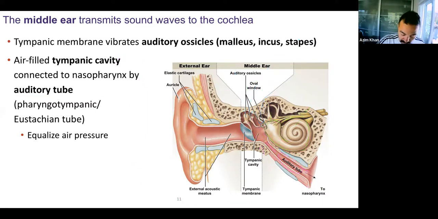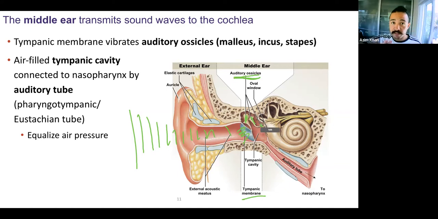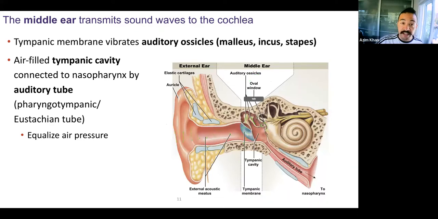So far, in terms of hearing, sound waves come in through the external acoustic meatus. We vibrate the tympanic membrane, vibrate the malleus, incus, and stapes. We've gone from the outer ear to the middle ear. The next thing that we vibrate is something called the oval window, and we're getting now to the inner ear.